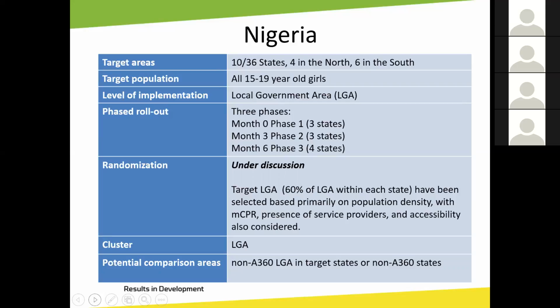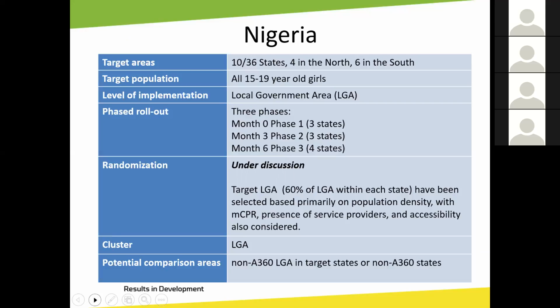And in a similar way to Ethiopia, there have been criteria that have been chosen. So based on population density, so the number of adolescent girls, whether there's already a level of contraceptive use in that population, if there are service providers that will be able to implement any interventions, and how accessible the populations are. So in a similar way, LGA would be our potential cluster, and so comparison areas that we could consider would be non-A360 LGAs, either in the target states or in non-A360 states.